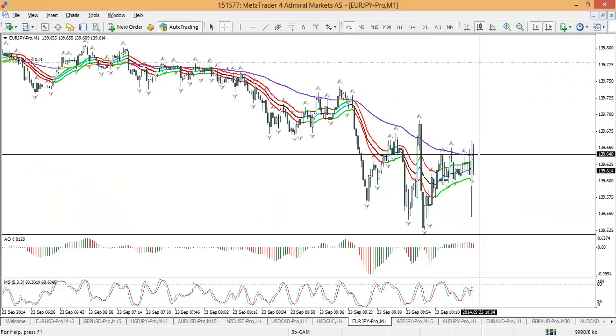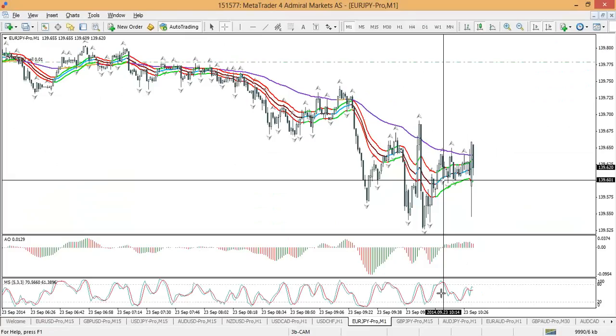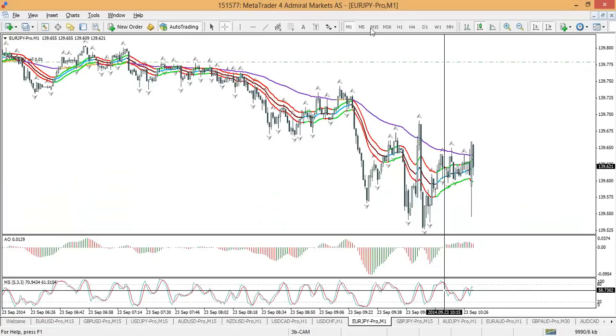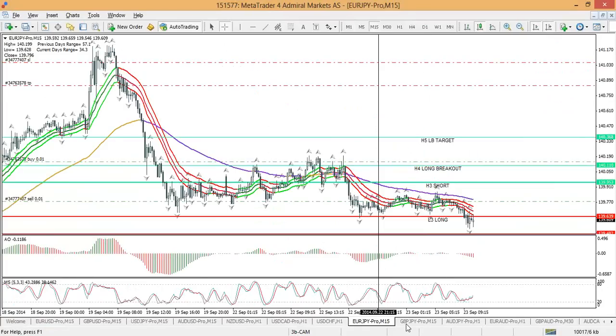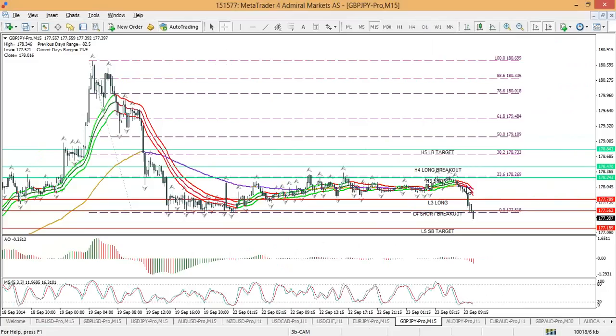With those news events, a bit annoying, but technically speaking, if there wouldn't be a news event, I like the short on the euro yen. I like the pound yen short, but it hasn't bounced as yet. So that's sometimes annoying if you wait for a bit of confirmation.